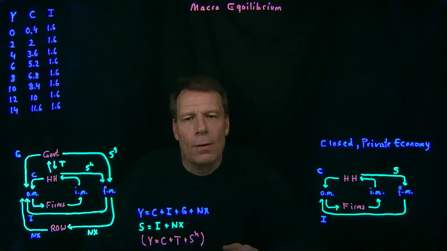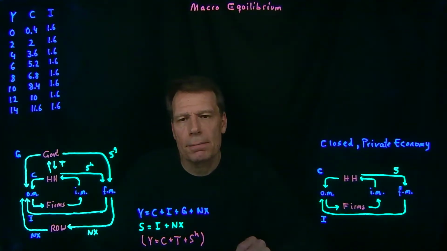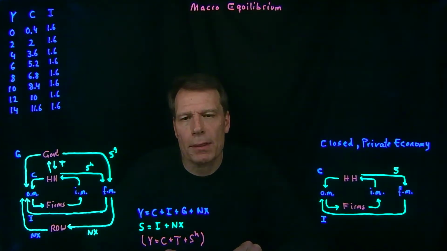To do that, we're going to simplify the economy at first. So suppose you're back in Puddletown. There's a market square where people are trading, and there's a bank. But there's no government, and Puddletown is entirely disconnected from the rest of the world. We call that a closed private economy. It's closed from the rest of the world, and it's private because there's no government.